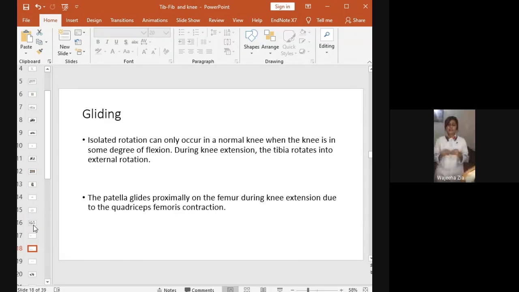The patella glides proximally whenever the knee extends. Whenever the knee extends, the patella moves proximally, upward, and whenever the knee bends, the patella moves downward because it is embedded in the quadriceps femoris muscle. So contraction of the muscle pulls the patella in the proximal or upward direction.